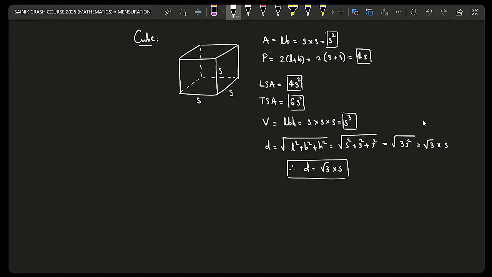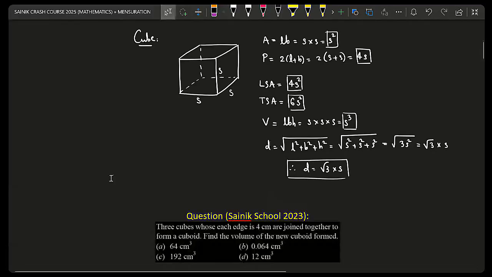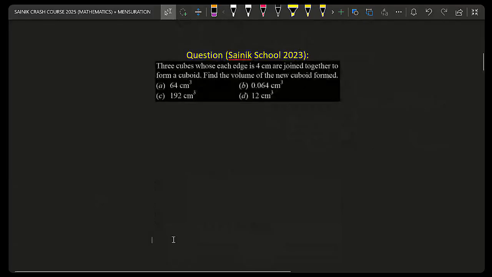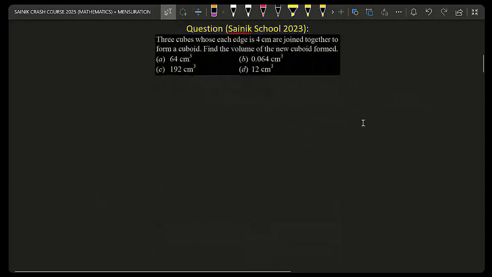Now let us solve the questions based on cuboid and cube. Area of the base, perimeter of the base, lateral surface area, total surface area, volume, and diagonal. So these are the formulas required here. So 2023 paper, you got this question. 3 cubes whose each edge is 4 centimeter are joined together to form a cuboid. Find the volume of the new cuboid formed. So who is going to answer this?